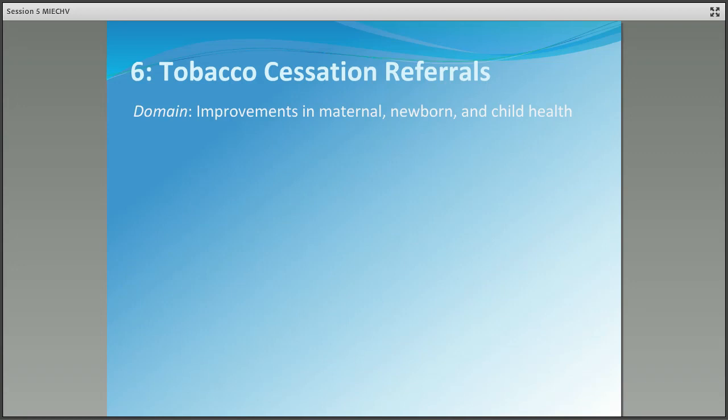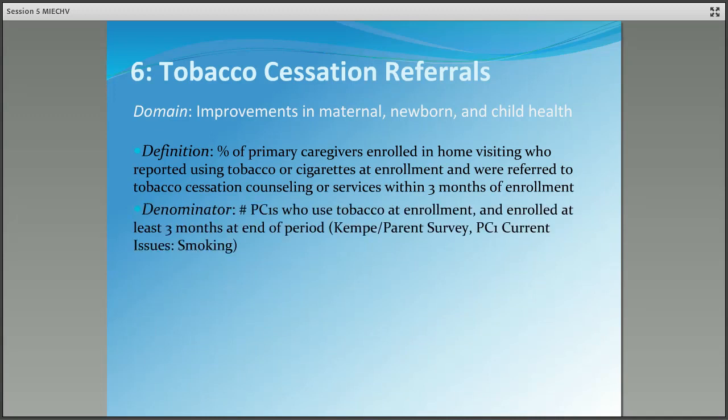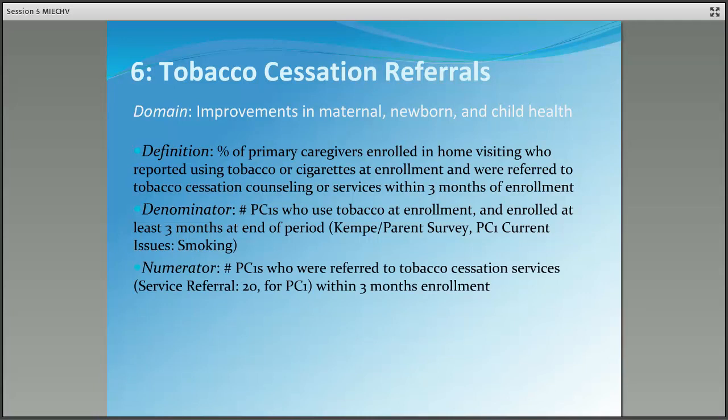The sixth item looks at tobacco cessation referrals. This is the percent of primary caregivers enrolled in home visiting who reported using tobacco or cigarettes at enrollment and were referred to tobacco cessation counseling or services within 3 months of enrollment. Our denominator is the number of PC1s who used tobacco at enrollment and who have been enrolled at least 3 months at the end of the period. So this is taken from the parent survey, looking at PC1 current issues, smoking. The numerator is the number of PC1s who were referred to tobacco cessation services within 3 months of their enrollment.